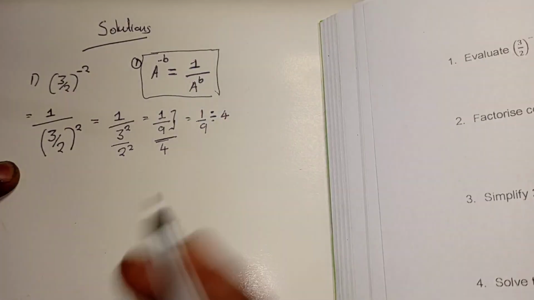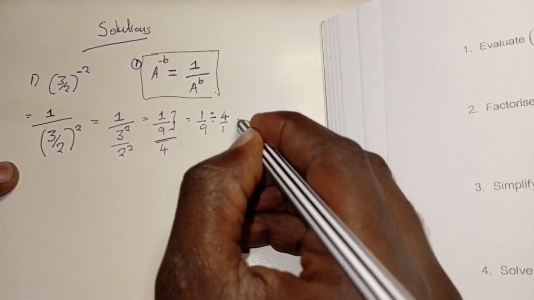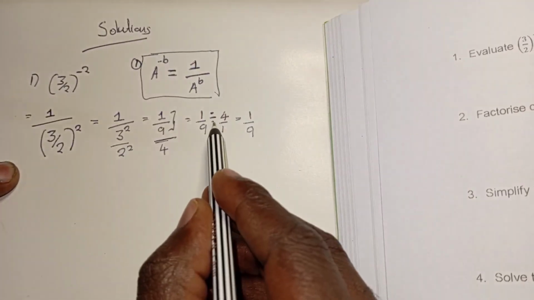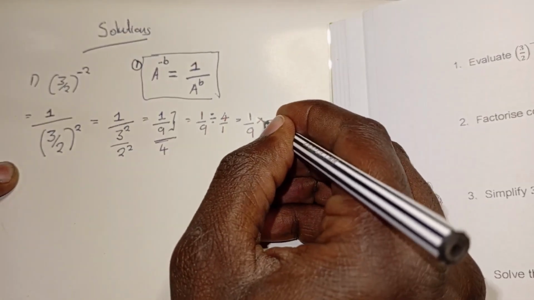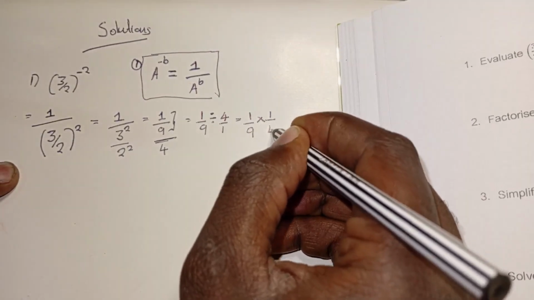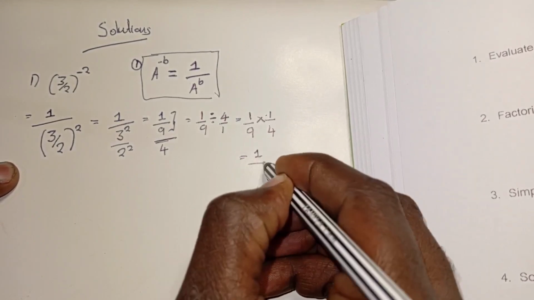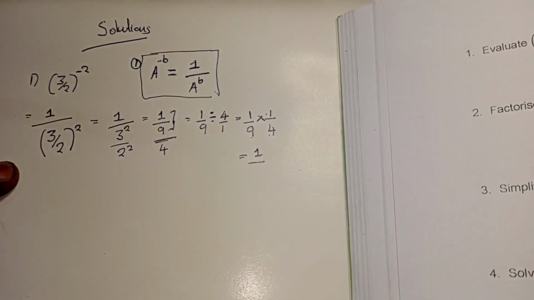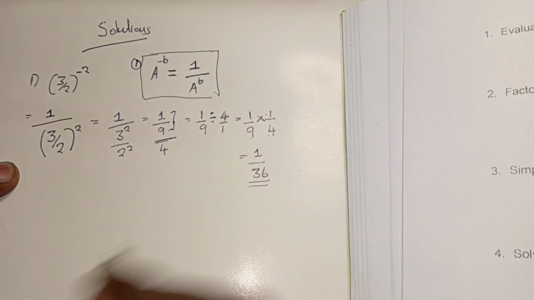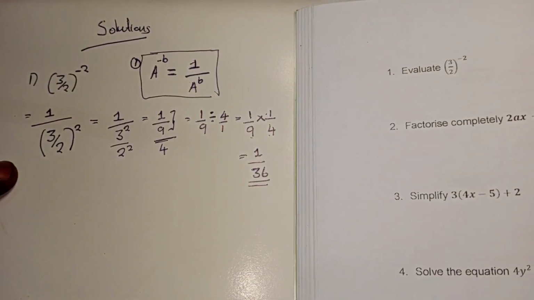You're almost done. Here you just apply the property of fractions. You put this 4 over 1. This is now 1 over 9. Remember, when you have a division sign, it changes to a multiplication sign, and they swap: the 1 goes up and the 4 comes down. Then 1 times 1 is 1, over 9 times 4, you get 36. This is your final answer. So that's how we solve this question. Nice.